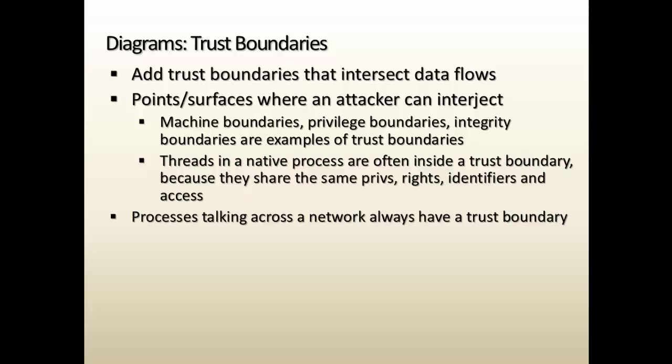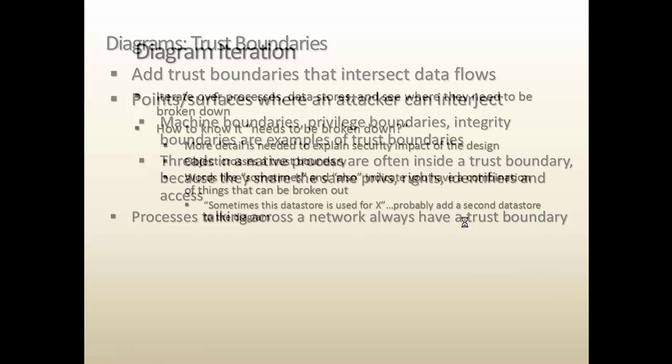Threads in a native process are often inside of a trust boundary because they share different things. And when you go from one permission to another, it's another place you might have a trust boundary. So when you go from somebody who has administrative permissions to someone who has non-administrative permissions, I should say. Processes talking across the network always have an associated trust boundary.